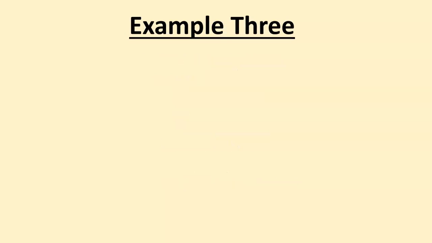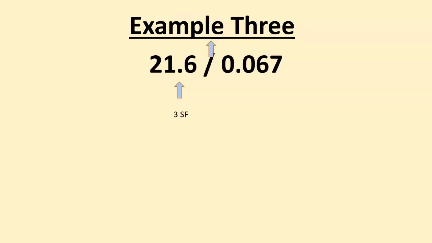Let's do a quick division problem. This is going to be example number 3. We're just going to divide 21.6 divided by 0.067. Now, that 21.6, how many sig figs, you ask? 3. And then that 0.067, that's a little bit tricky. Back and look at the rules if this is confusing you. You do have 6 0 rules that go along with sig figs. This one has 2 sig figs.